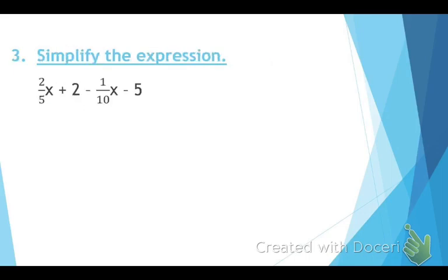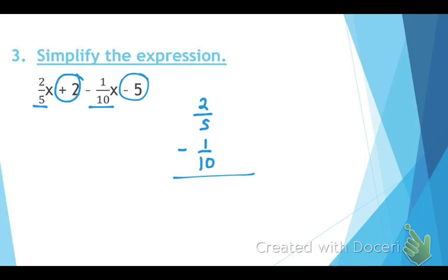For this problem, it asks us to simplify the expression. When we do that, we will always start with underlining like terms and circling the like terms. I've got 2/5 x minus 1/10 x. Do I need a common denominator? Yes. What is it? 10. So what should my 2/5 turn into? 4/10.